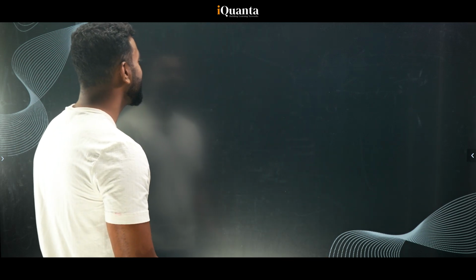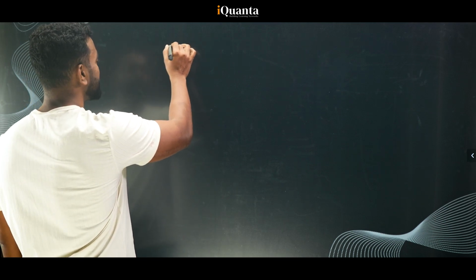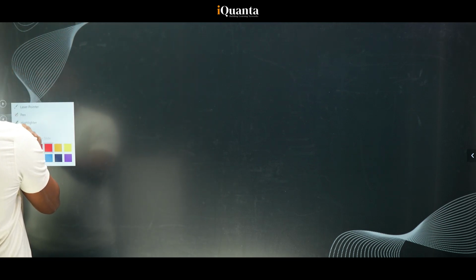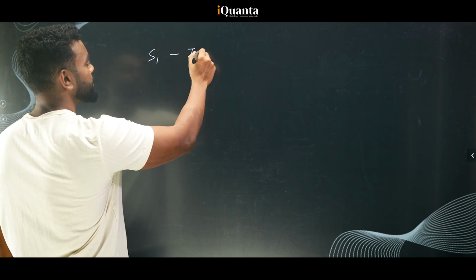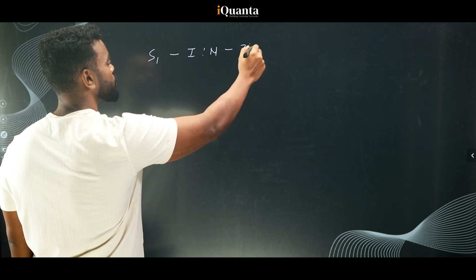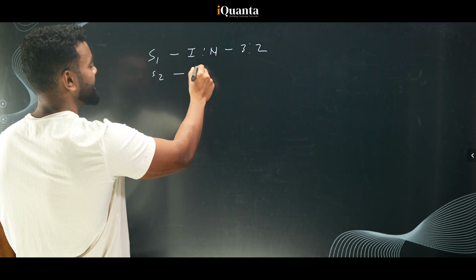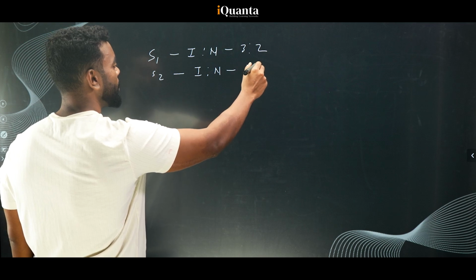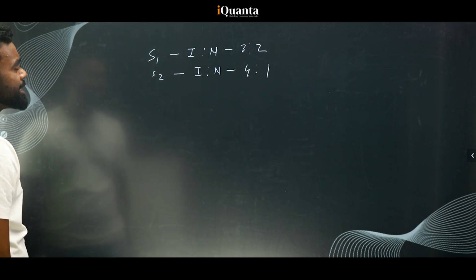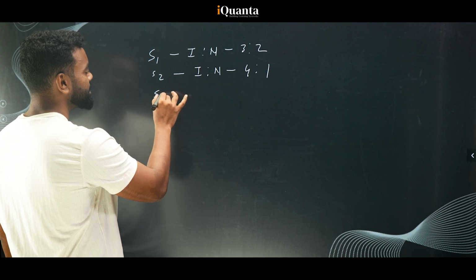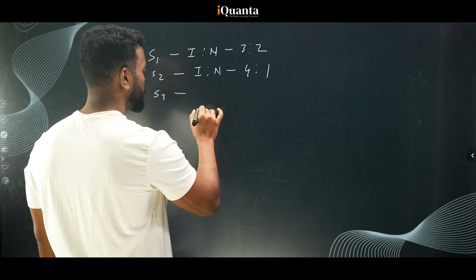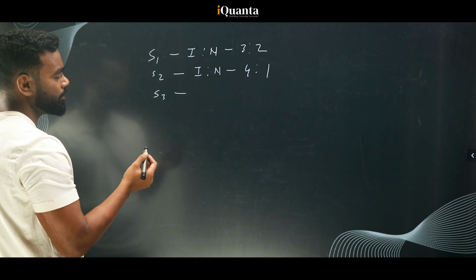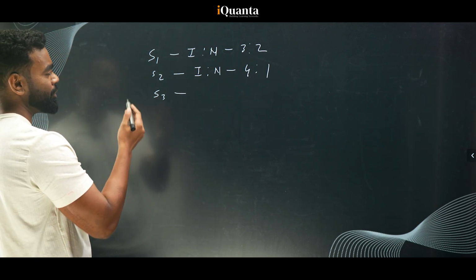already started. You remember the iron question. So let's say this is still 1. In still 1, the ratio of iron to nickel was 3:2, and in still 2, the ratio of iron to nickel is, let's say, 4:1, right? Now let's say I need to create S3 by mixing S1 and S2. You have already done that.